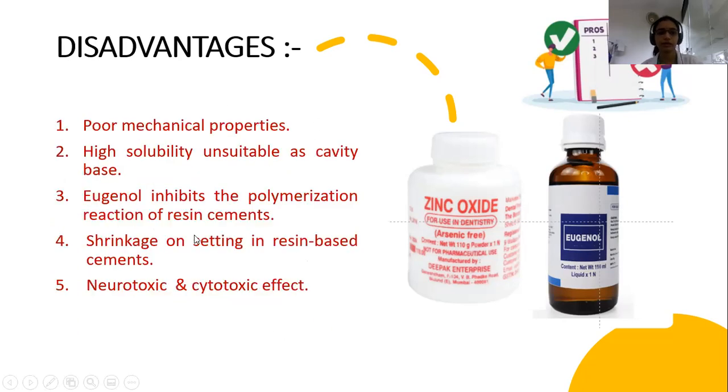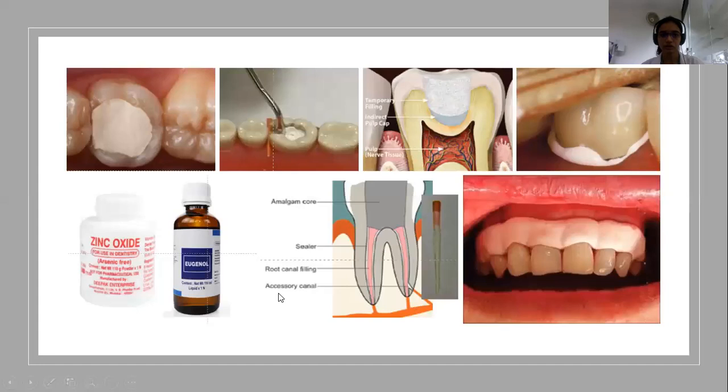Disadvantages are poor mechanical properties, high solubility, and unsuitable as a cavity base. Eugenol should never be placed as a base below the composite restoration because eugenol can inhibit the polymerization reaction in resin cements. Resin modified zinc oxide eugenol can have shrinkage on setting, and zinc oxide eugenol is also found to have neurotoxic and cytotoxic effects at high concentration.